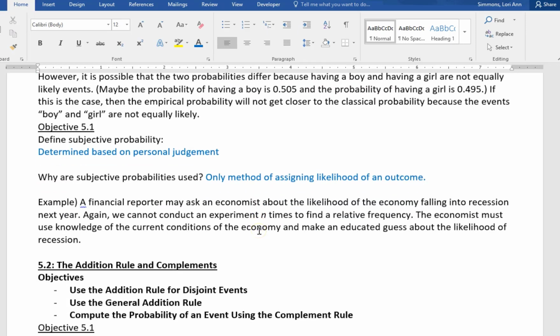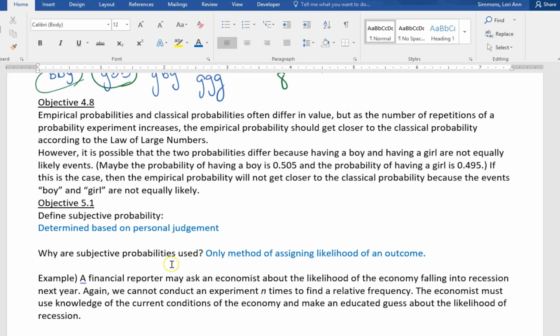Let's look at an example below of a scenario. A financial reporter may ask an economist about the likelihood of the economy falling into a recession next year. Again, we cannot conduct an experiment n times to find a relative frequency. The economist must use knowledge of the current conditions of the economy and make an educated guess about the likelihood of the recession. So this is when you would use subjective probability, when it is impossible to do experiments.